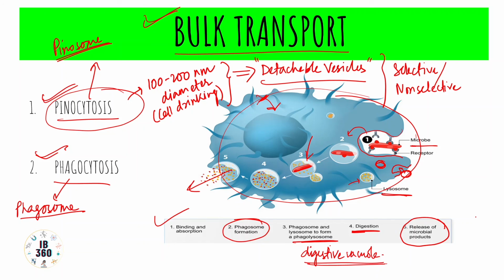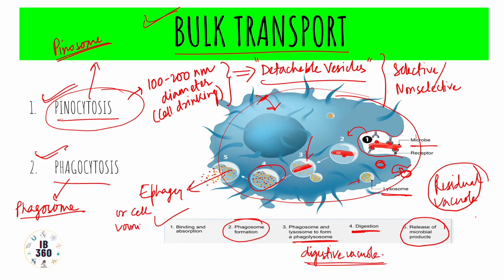But if it is not a microbe, rather a solid particle, then the food will be digested, and the vacuole containing the indigestible substances like this will be called a residual vacuole. And the undigested parts are usually thrown out of the cell in the process of exocytosis called ephagy or cell vomiting. So this is the term, ephagy.